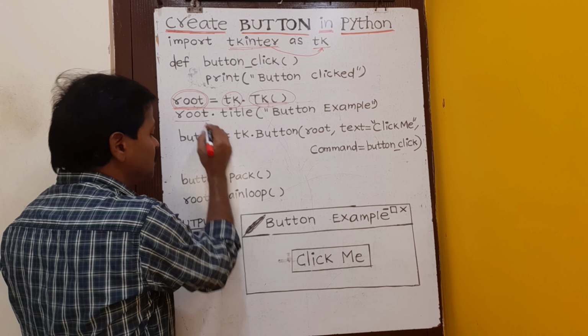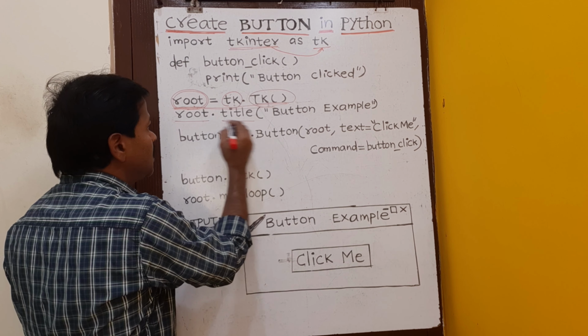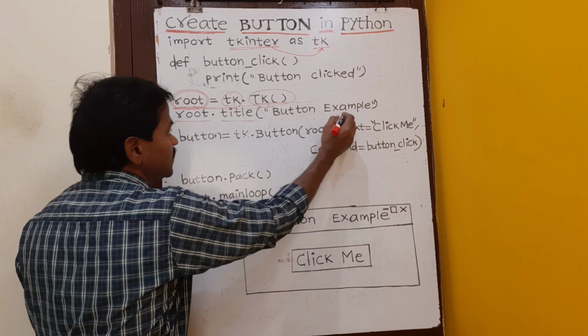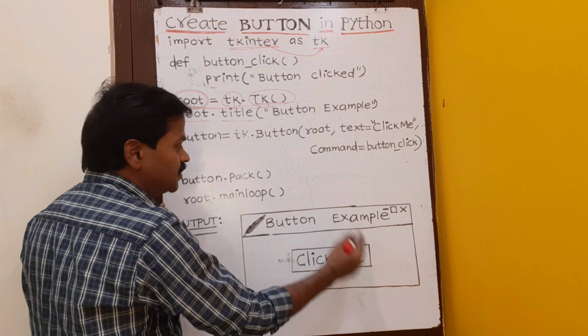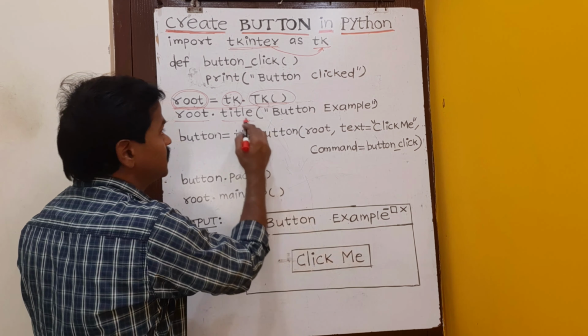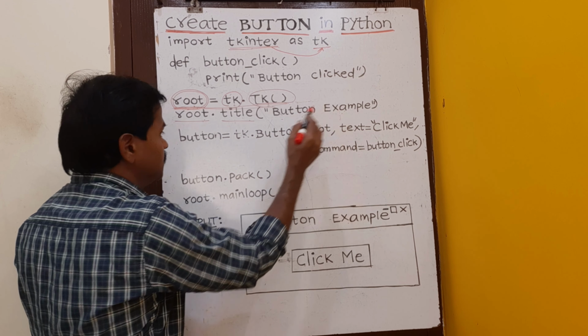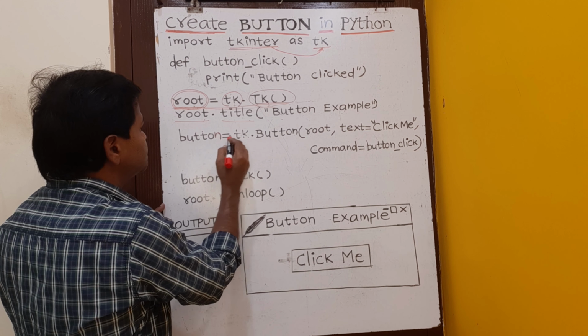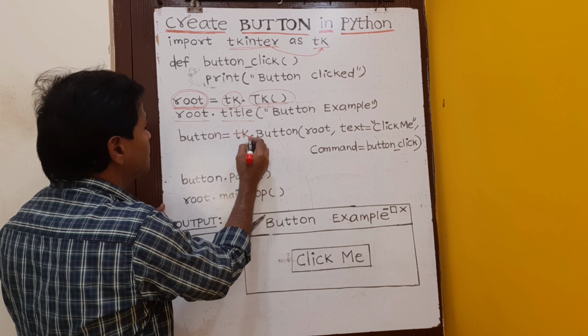Root. For that root window I am going to give a title, root dot title. Title is a method: button example. You see here, this is the output. What's the title? Button example. Root dot title is button example. Next, button is tk dot Button.